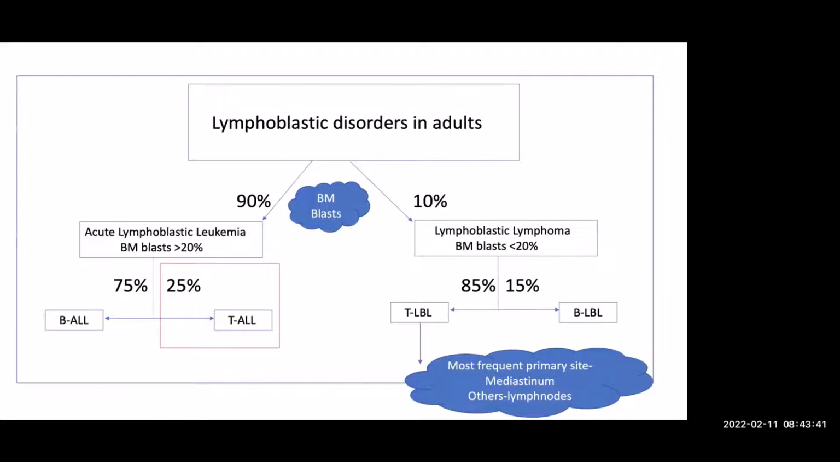Out of acute lymphoblastic leukemias, T cell acute lymphoblastic leukemia comprises 15% of leukemias in children and 25% in adults. In contrast, the majority of lymphoblastic lymphomas are T lymphoblastic lymphomas. 85% of the lymphoblastic lymphomas are T-LBL, and they usually present with a mediastinal mass, and other sites of presentation are lymphadenopathy and hepatosplenomegaly. CNS involvement in lymphoblastic lymphomas is rare. They have less than 3% involvement of the central nervous system at presentation.